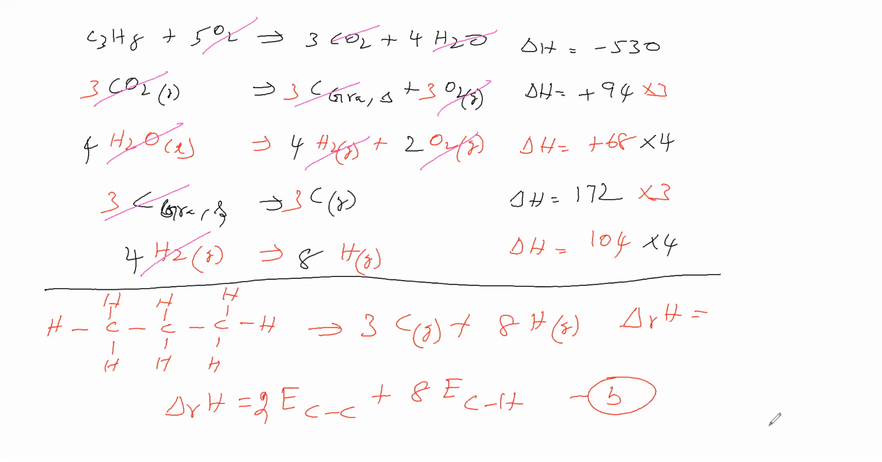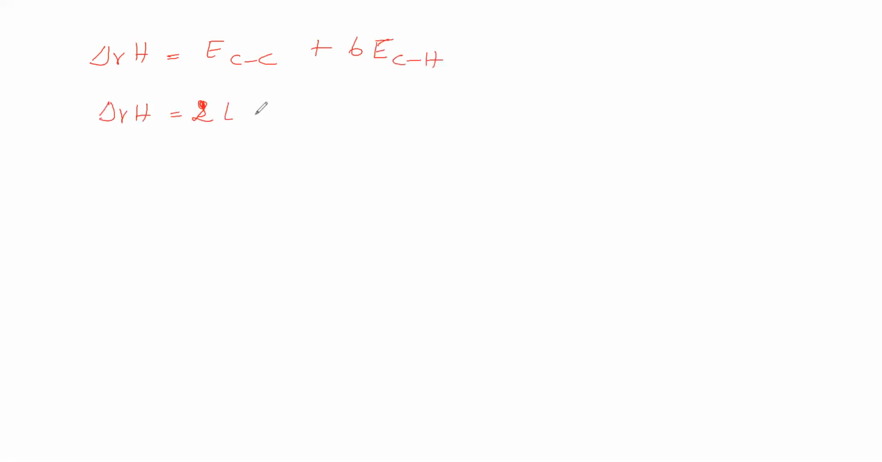Now we will go for the A equation. We'll write delta H is equal to CC single bond plus 6 times CH single bond. For the B equation, we will write delta H is equal to 2 times CC single bond plus 8 times CH single bond. Now we know delta H of this, and for this also we know delta H.